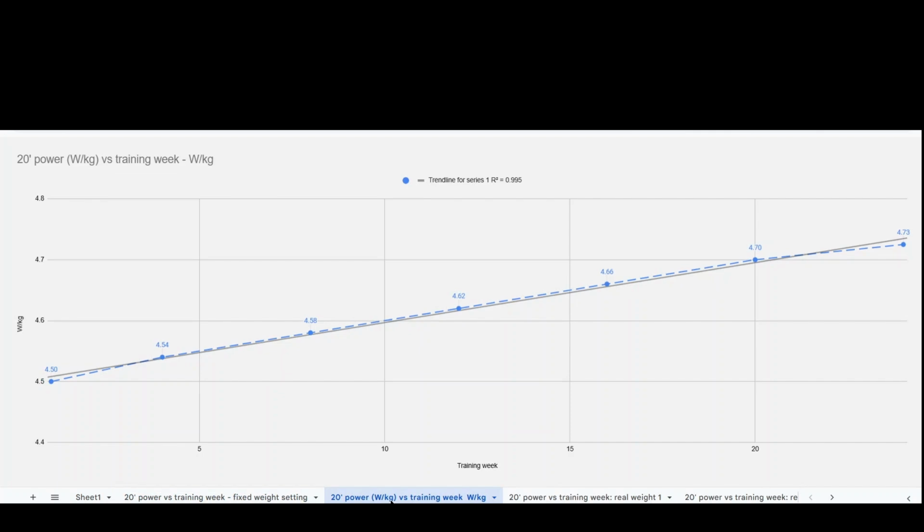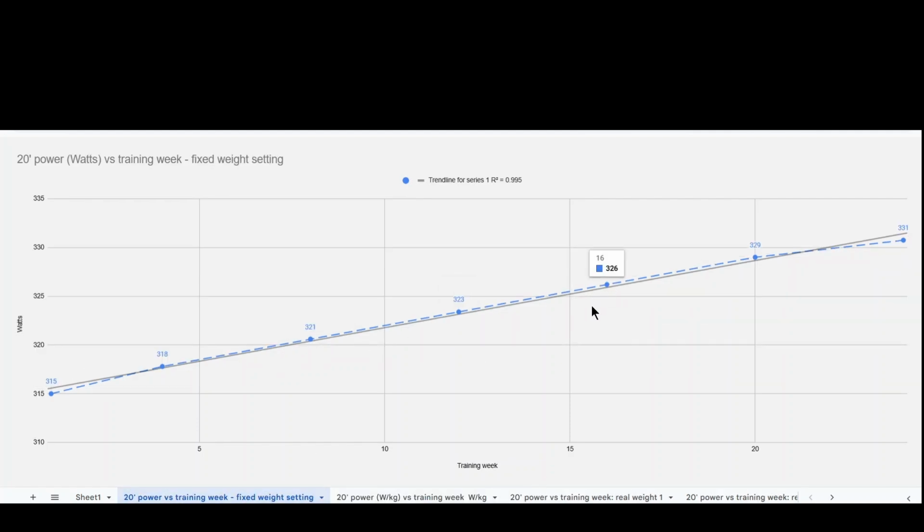Compare that to if we just plotted watts per kilogram. It's the same slope, same R squared. It's essentially the same thing, because the multiplier was kept stable. So, in other words, when you keep a fixed weight setting, power in terms of watts is going to track identical to power in terms of watts per kilogram. All right. So now let's go back to fixed weight setting with power in terms of watts.